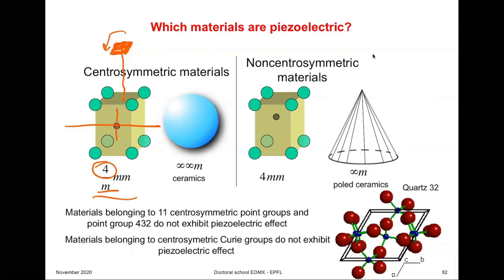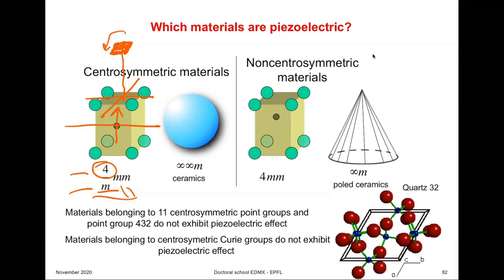That means that I cannot have a polarization in the crystal because polarization is not symmetrical with respect to a mirror plane, and I also have a mirror plane here and a mirror plane here. So this is a tetragonal material. The structure repeats itself if I apply these different symmetry elements, and this body cannot be piezoelectric. It is centrosymmetric. Another one is ceramic.